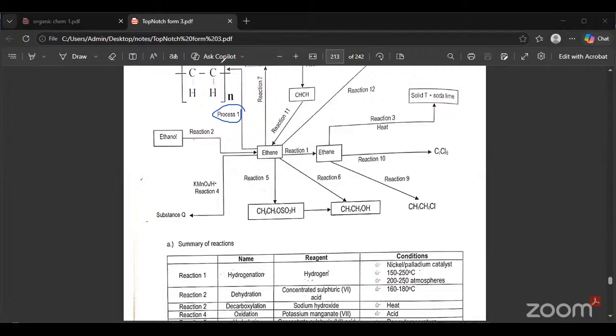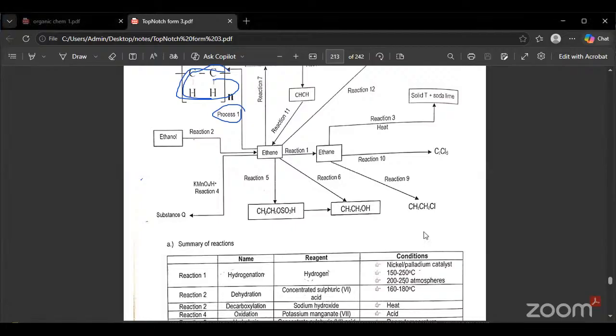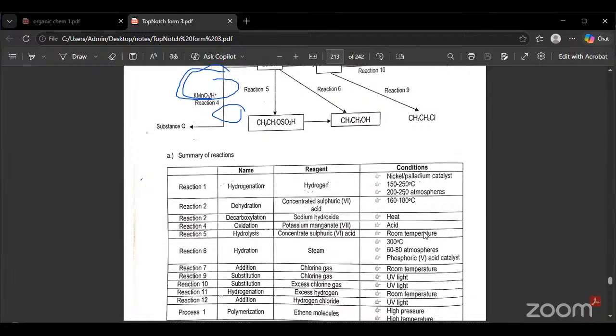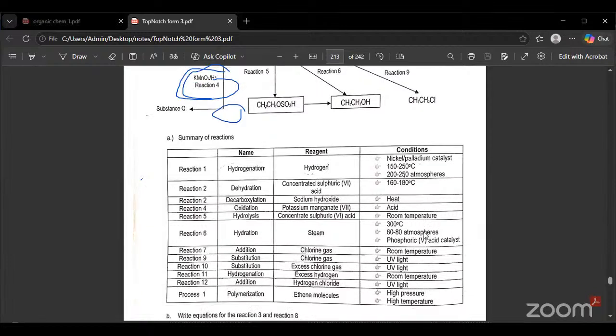What is this one here at the top? A monomer. Yes, that is right. Now let us check if it is true what she's saying. So I come back to my settings. That one was process 1, which is polymerization.